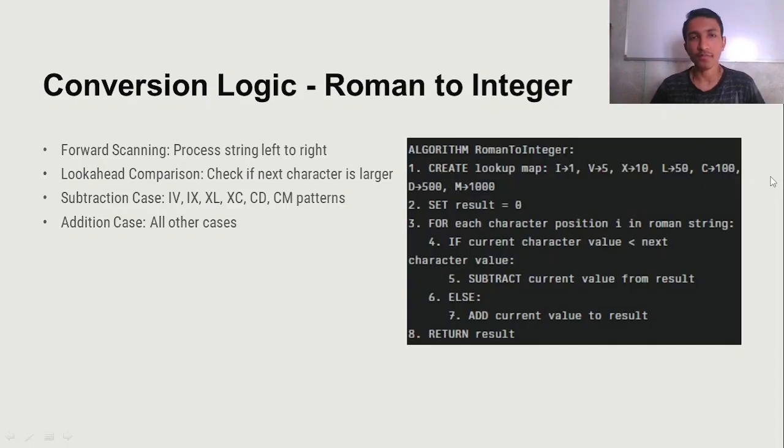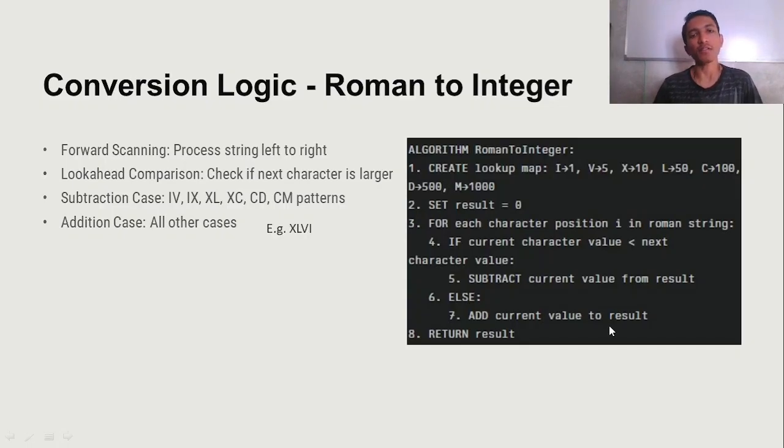So what we have to do is check only whether the next character is larger or smaller. If the next character is larger, our logic says we should subtract. So here is our logic: if the current character value is less than the next character value, subtract the current value from the result, else add the current value to the result. And finally, after all these steps, we return our result, which has the final result after converting Roman numerals to integers.